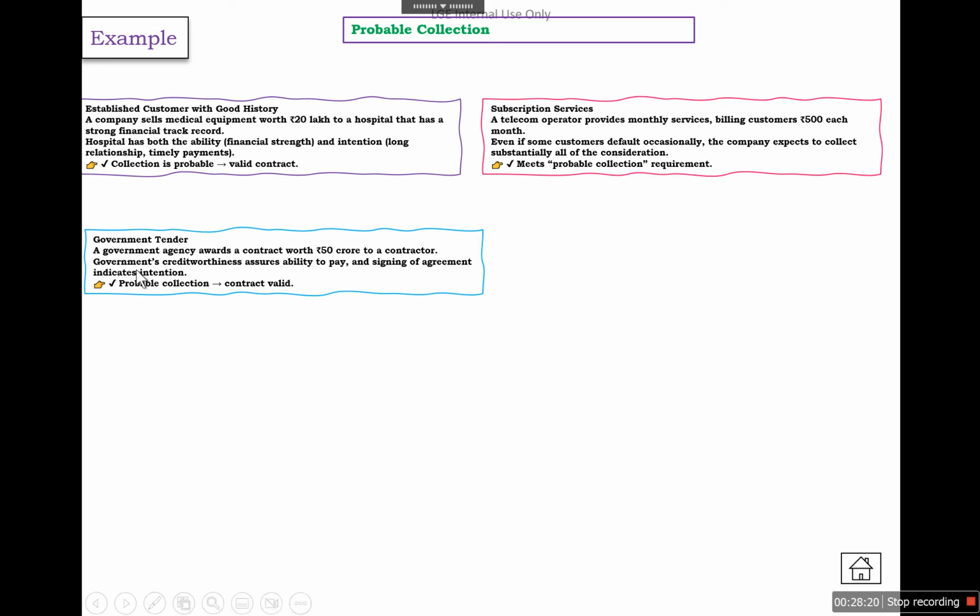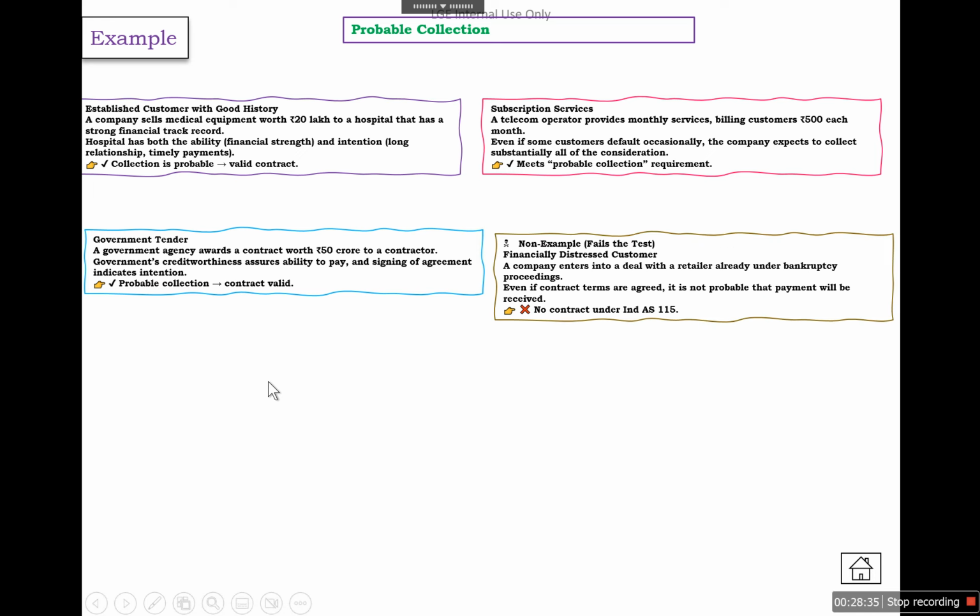Next is a government tender. A government agency awards a contract worth 50 crores to a customer. The government's creditworthiness assures ability to pay, and signing of the agreement indicates the intention, so it is called a valid contract. This is an example where we fail the test. A company enters into a deal with a retailer that is already under bankruptcy proceedings. Even if the contract terms are agreed, it is probable that payment will not be received. So in this case, there is no contract because it fails the probability of collectibility test.